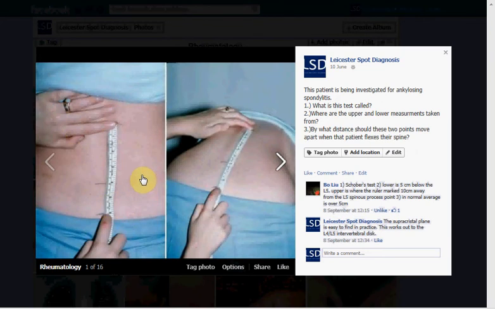Okay, this patient is being investigated for ankylosing spondylitis. What is this test called? This is Schober's test. Basically, the level of the iliac crest is determined. It's the supracristal plane, and a mark 10 centimeters above this and 5 centimeters below this is marked, and the patient flexes their spine, and the distance between the furthest 2 points should increase by 5 centimeters or greater. If it doesn't, this suggests ankylosing spondylitis. Okay, this is Schober's test.